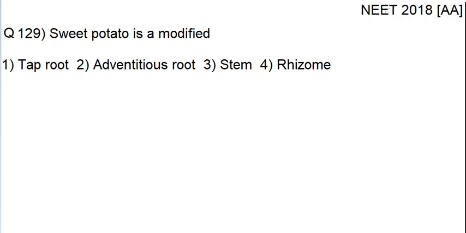The question is, sweet potato is a modified taproot, adventitious root, stem, rhizome. Four options are given.